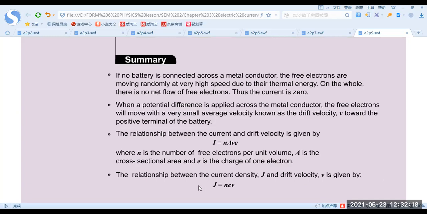The relationship between the current density J and the drift velocity V is given by J equal to NEV. But I is equal to NAVE. The reason why J equals NEV is because J equals I over A. After substituting I equal to NAVE into J equal to I over A, we get that J equals NEV only.